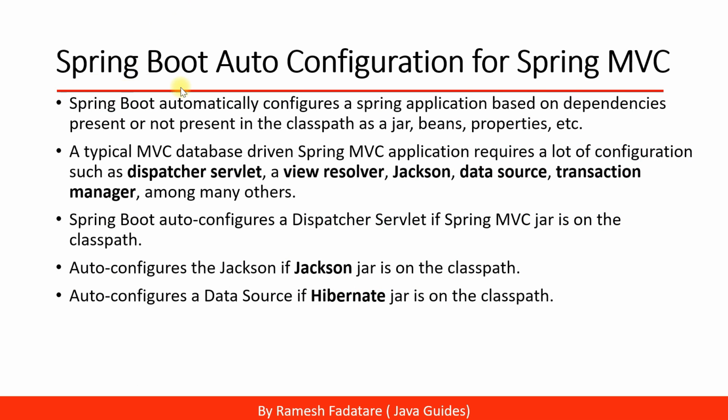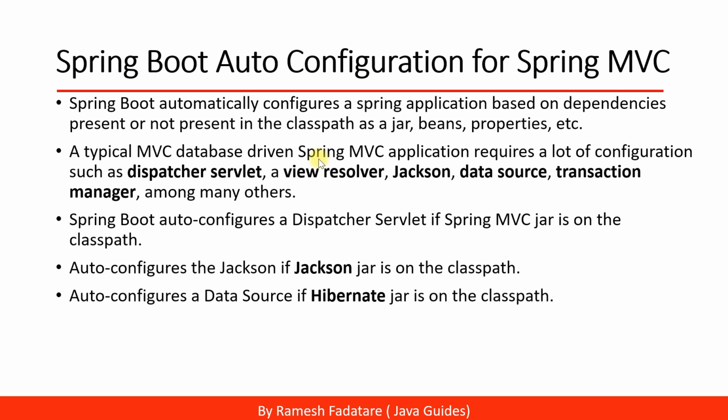Now let's take a look into Spring Boot auto configuration for the Spring MVC module. So before understanding how Spring Boot auto configuration works for Spring MVC, let's first understand how a Spring MVC application looks without Spring Boot. Well, in a typical Spring MVC application, we configure a lot of things. For example, we configure dispatcher servlet, view resolver, JSON, and data source beans, transaction manager, and many more things.